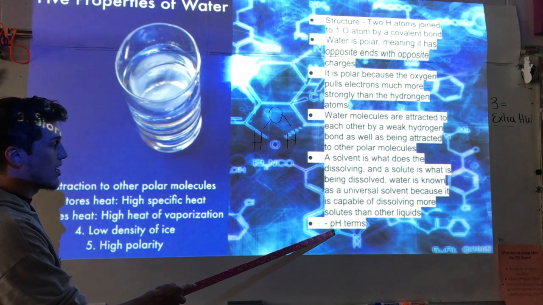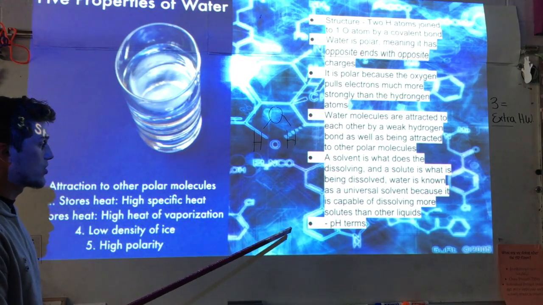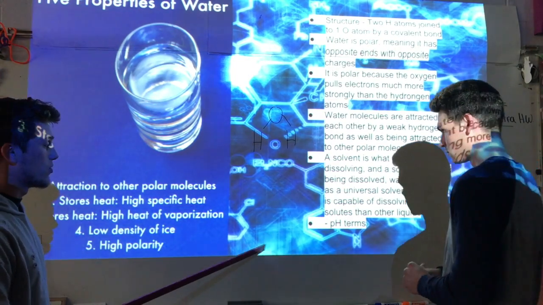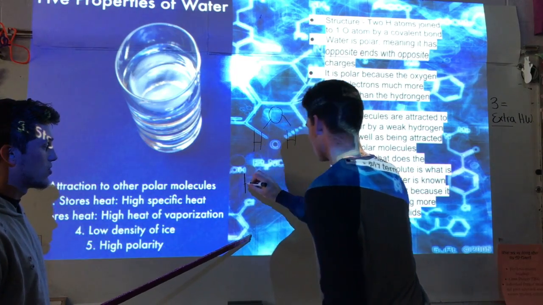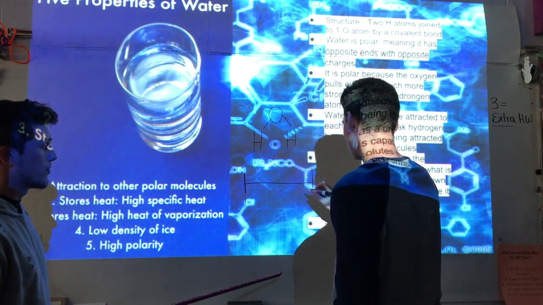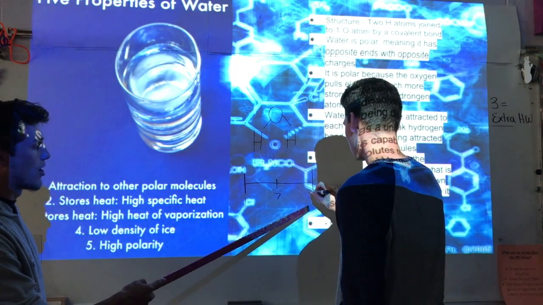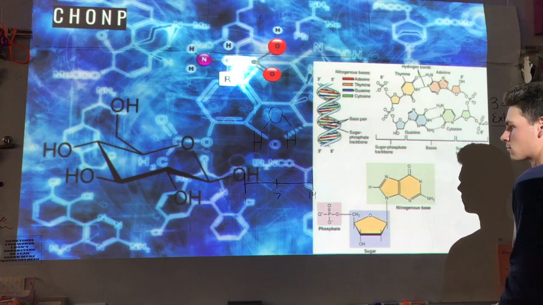In terms of pH, water is considered neutral, which is a 7 on the pH scale. As the pH scale goes down, it gets more acidic, and as the pH scale goes up, it gets more basic. So this would be a strong acid, this is water, and then a strong base would be somewhere up here around 13.